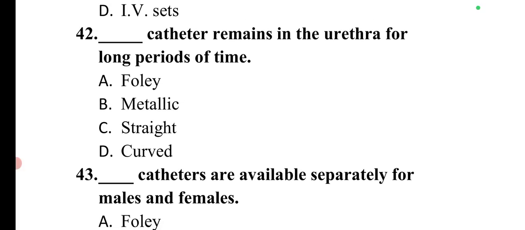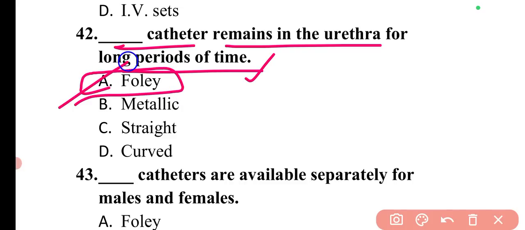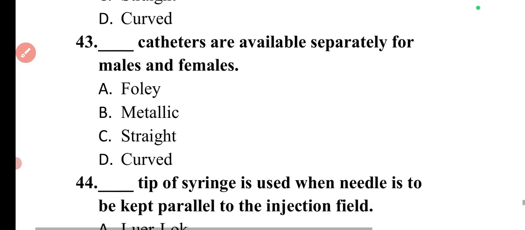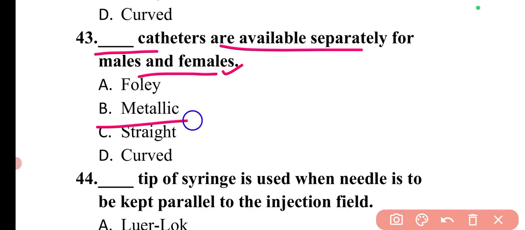Moving to the next question. The question is, dash catheter remains in the urethra for a longer period of time. So which type of catheter is used and remains in the urethra for a longer period of time? These are Foley catheters. So here option A is correct. Next question is, dash catheters are available separately for males and females. So these are the metallic catheters which are available for males as well as for females, separately. So here option B is correct.